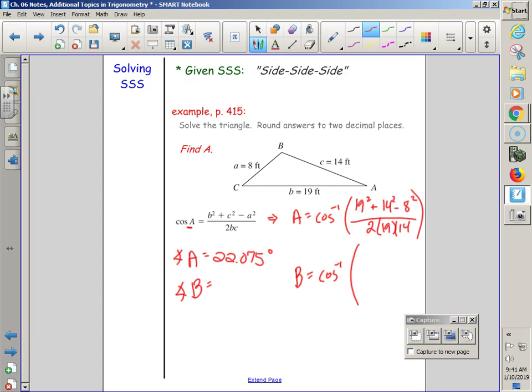Yeah, for angle B, it's going to be minus b squared. So now 19 is here, and so the other two sides are here. 8 squared and 14 squared. Side B gets subtracted. At the bottom, it's going to be the other two, which is 8 and 14. So it's almost the same, but the orientation has to switch. Just a little bit.